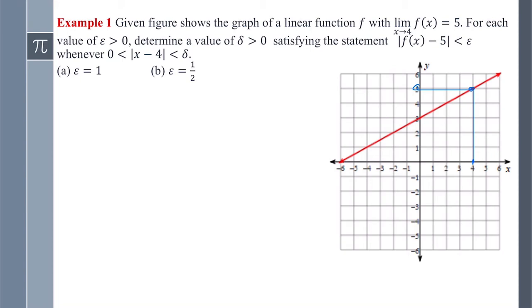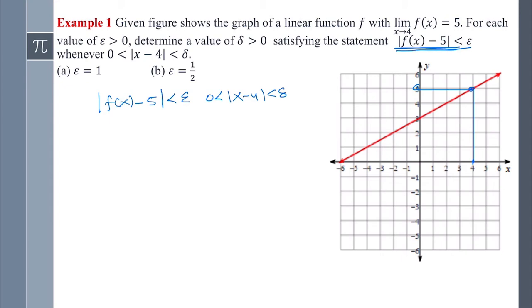Then for each value of epsilon greater than 0, determine the value of delta satisfying this statement here. Whenever the absolute value of x minus 4 is less than delta, it's exactly the same definition that we have. So it says if the absolute value of f of x minus 5 is less than epsilon, then we have the absolute value of x minus 4 is less than delta, and it has to be greater than 0 because this is a positive number.